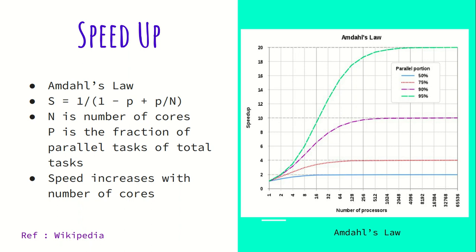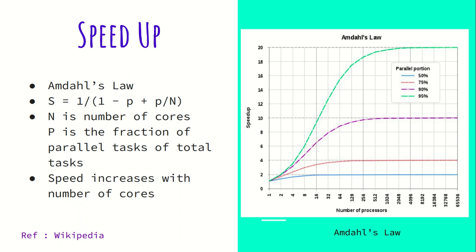In 1967, Gene Amdahl presented a paper in the American Federation of Information Processing Societies (AFIPS) on predicting theoretical speed up when using multiple processors. Amdahl's law can be formulated in the following way. N is the number of cores. P is the fraction of parallel tasks of the total number of possible tasks. Or more formally, P is the proportion of execution time that the part benefiting from improved resources originally occupied. Then the speed up S is given by S is equal to 1 by (1 minus P plus P by N).